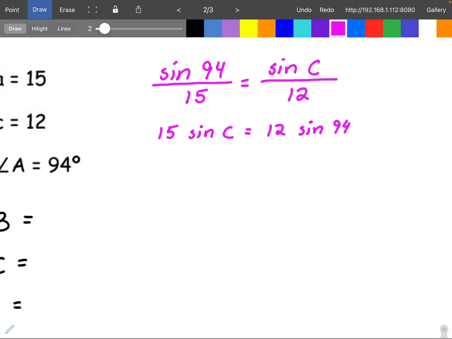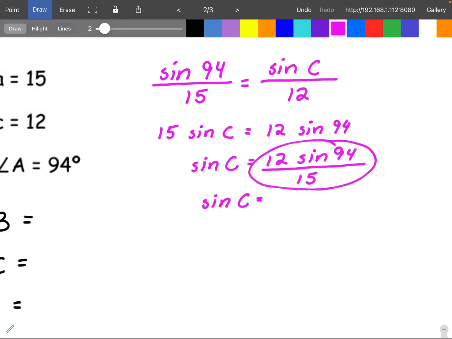Okay, so now we need to divide. We did the cross multiplying, now we need to divide. We need to get the sine c by itself, which means we want to divide by 15. So I'm going to have sine c equals 12 times sine 94, divided by 15. We're going to put that in our calculator, and remember, we're finding an angle, which means we're going to have to do the inverse sine. So you're going to type this fraction into your calculator, and you're going to get that big old long decimal.